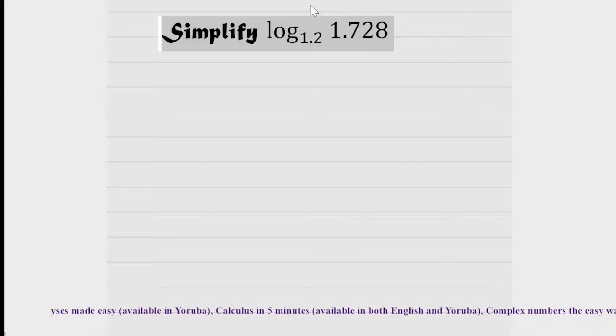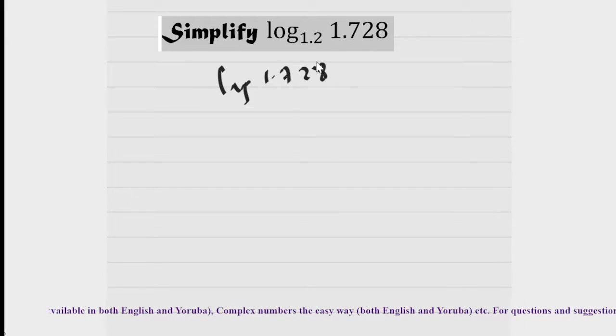Hi guys, welcome back. How do you solve this kind of question? You have log 1.728 base 1.2. It's very simple. I don't know if you've watched my video on logarithm. If you've not watched it, then I refer you to those videos.